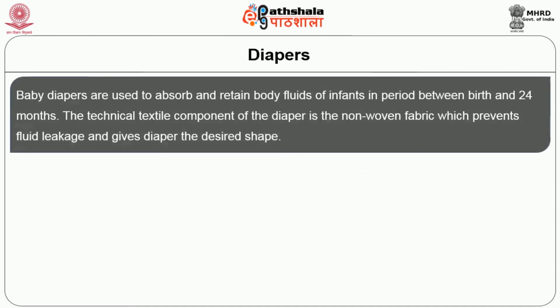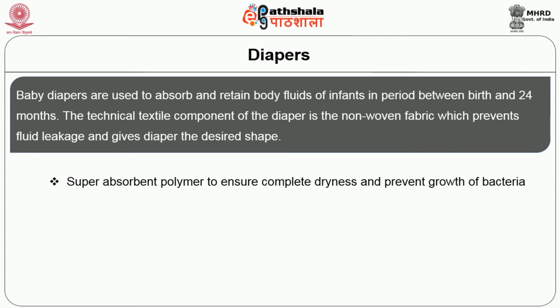The first one is diapers. In diapers, baby diapers are common. Baby diapers are used to absorb and retain body fluid of the infant in the period between birth and 24 months. The technical textile component of a diaper is non-woven fabric, which prevents the fluid leakage and gives the diaper a desired shape.